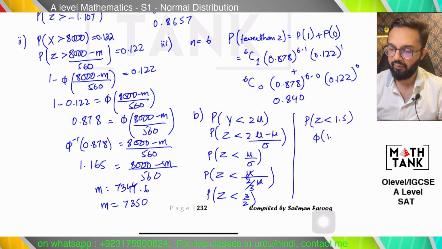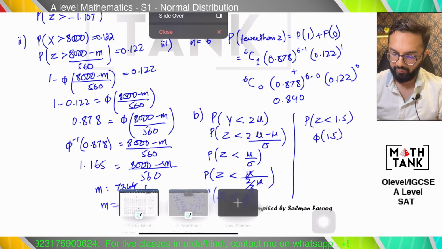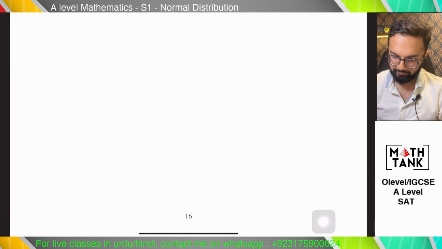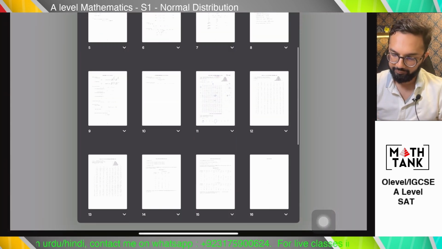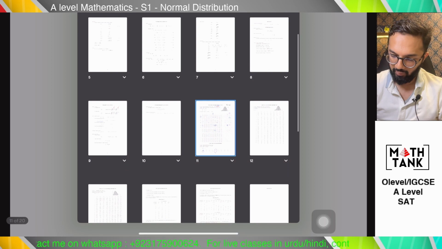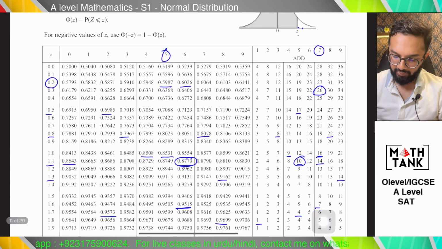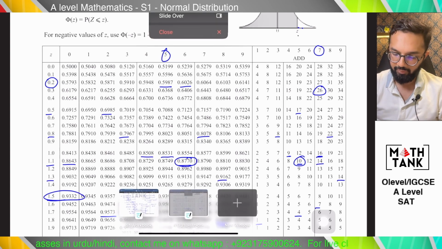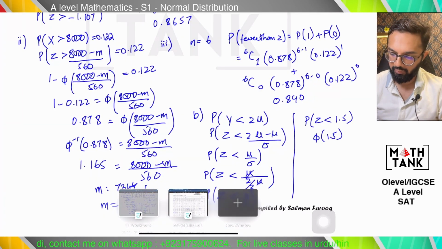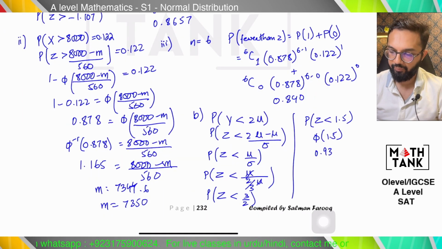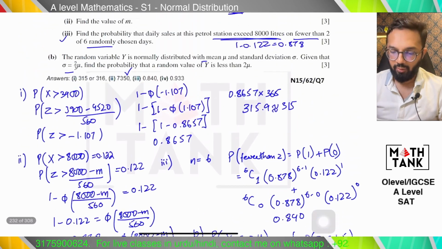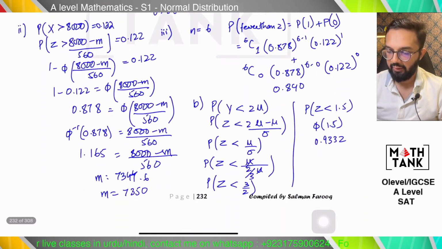Phi of 1.5. It's phi of 1.5. 1.5 is 0.9332. Okay. Yeah, that is the correct answer.